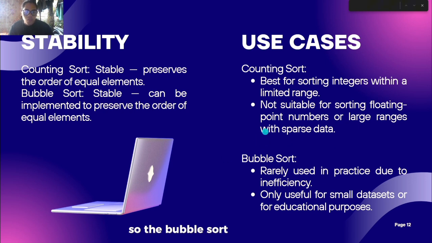The bubble sort is not really used much in real-life apps because it's slow, but it's good for learning and understanding how a sorting algorithm works in a simple way. But it also works fine with very small datasets.